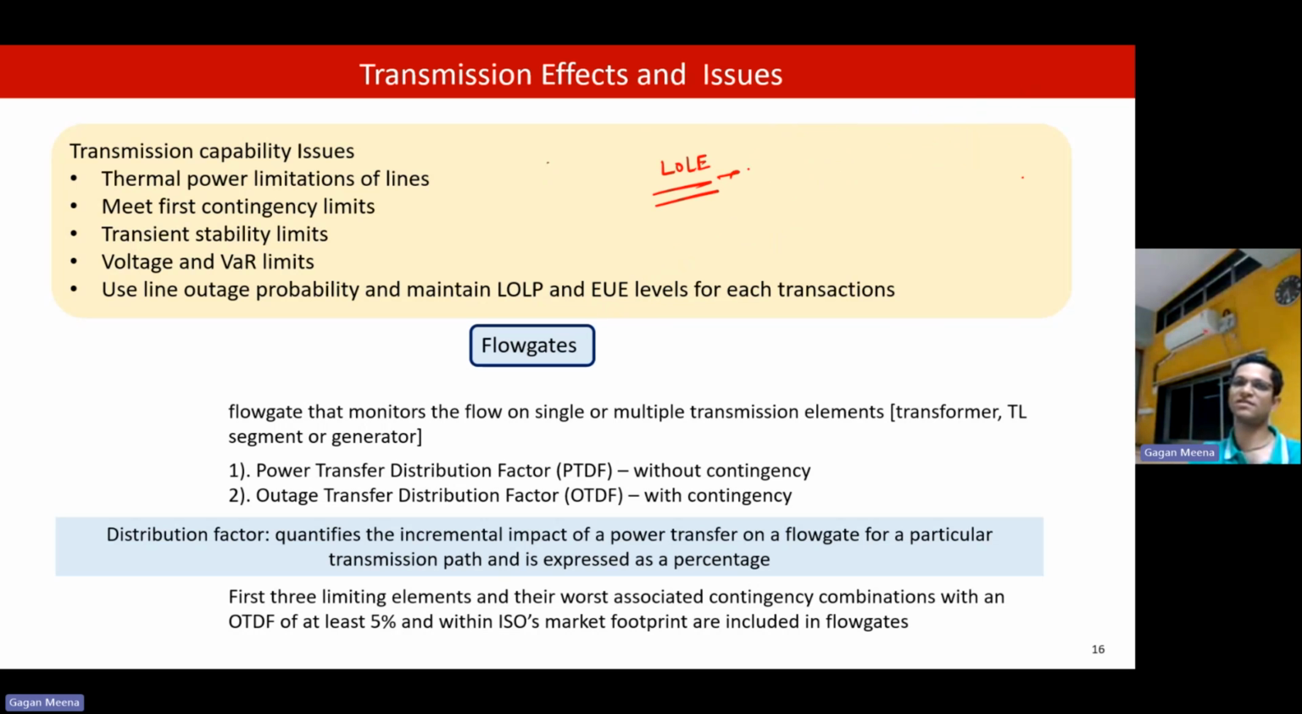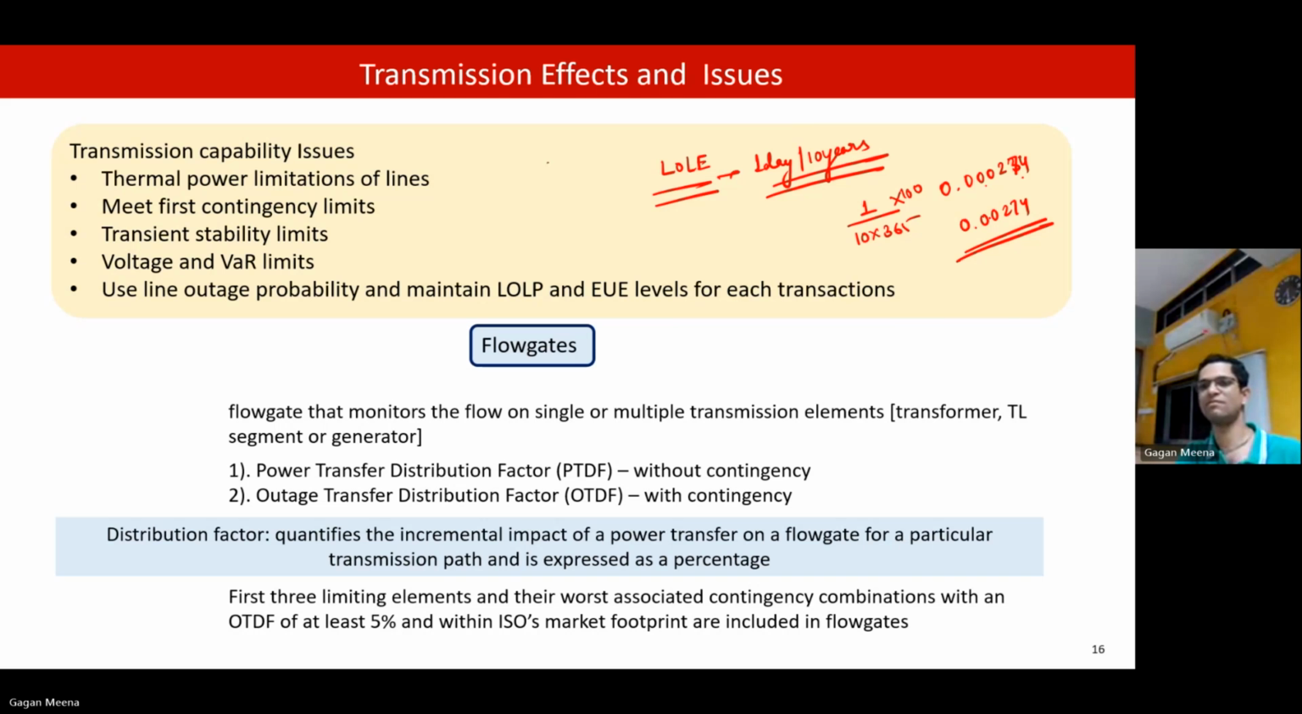and also sometimes it is given as loss of load expectation. It is 1 day in 10 years. In percentage, if you want to convert, it will be 1 divided by 10 into 365. It is 0.00274. This is the ratio, and the probability will be 0.274%. This is the LOLP standard which is kept.